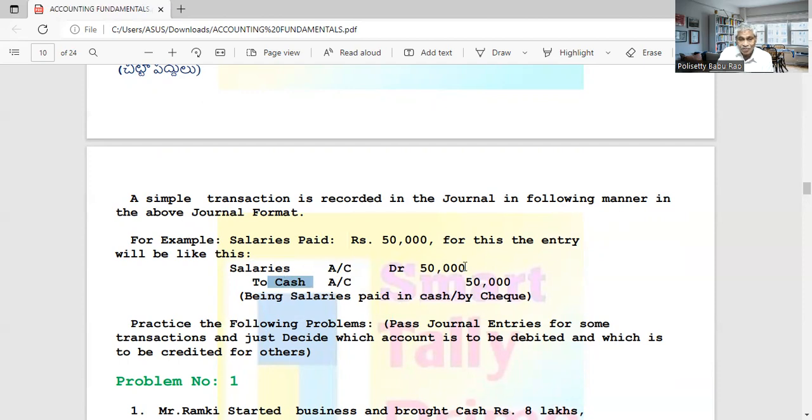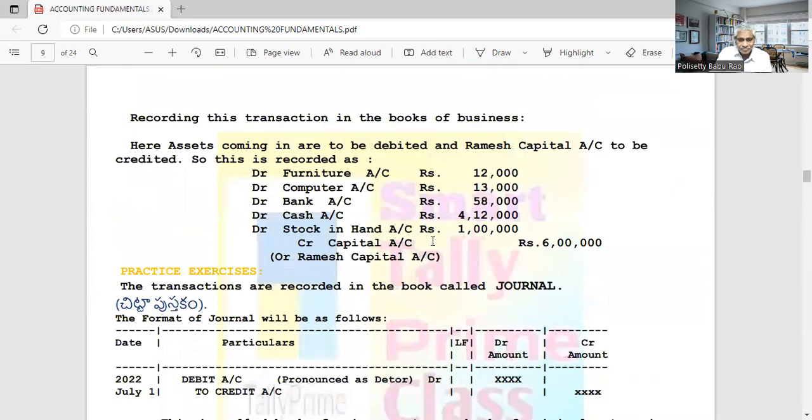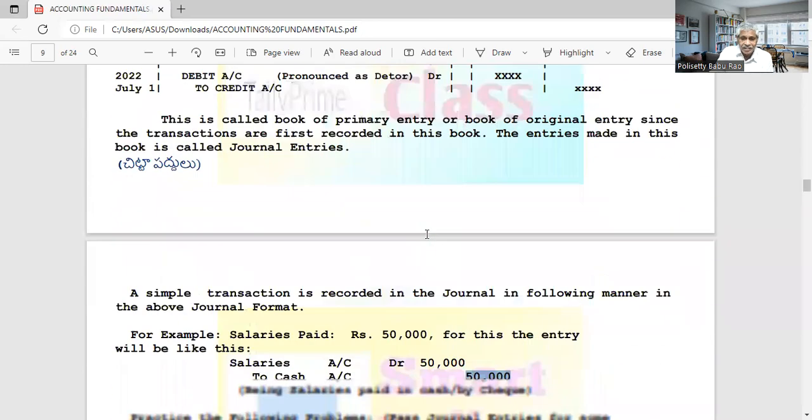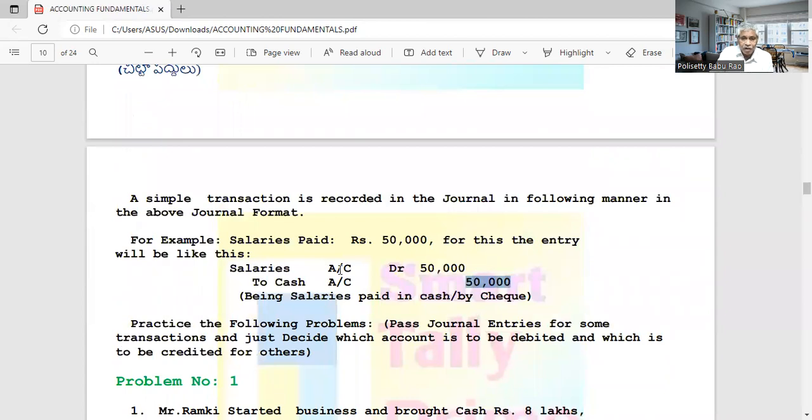So salaries account debit to cash if cash is paid, or to bank account if paid through bank or check. So being salaries paid, that's enough if it is cash. If it is by check, then we write salary is paid by check. Cash is not required actually. Okay. So this is the form of journal, and one small example of how it is recorded.